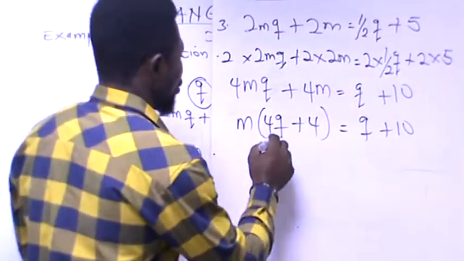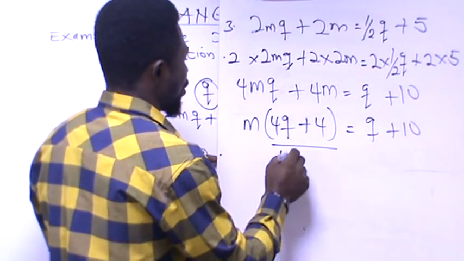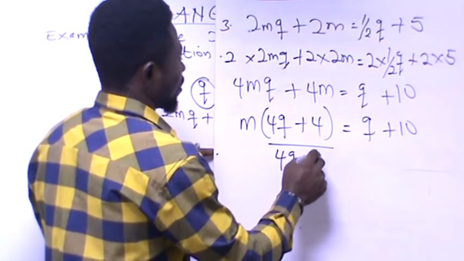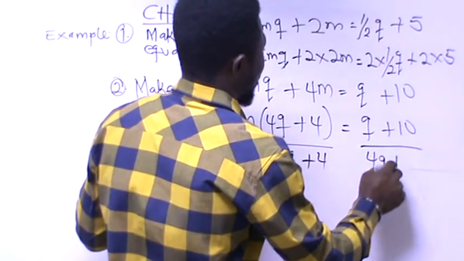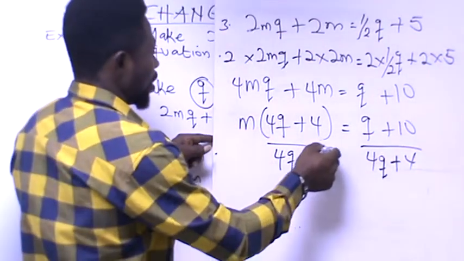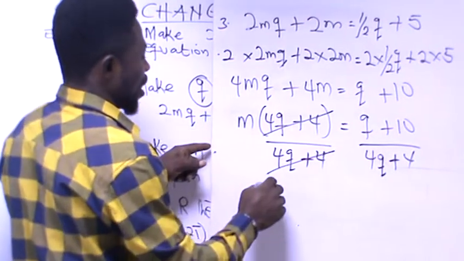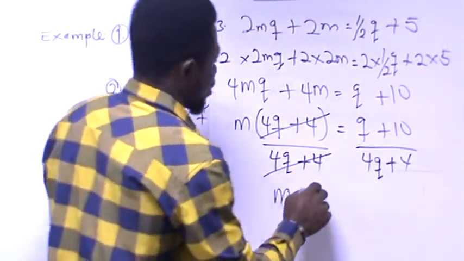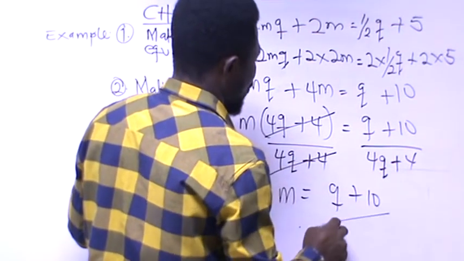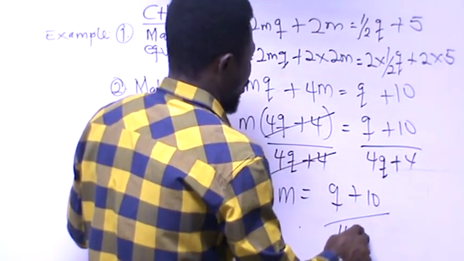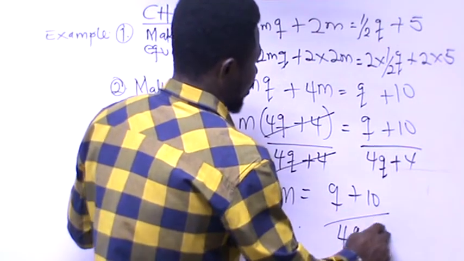We just divide here by 4Q plus 4, here also 4Q plus 4. Then we take this to cancel this one. Then we have our M equals Q plus 10 over 4Q plus 4.